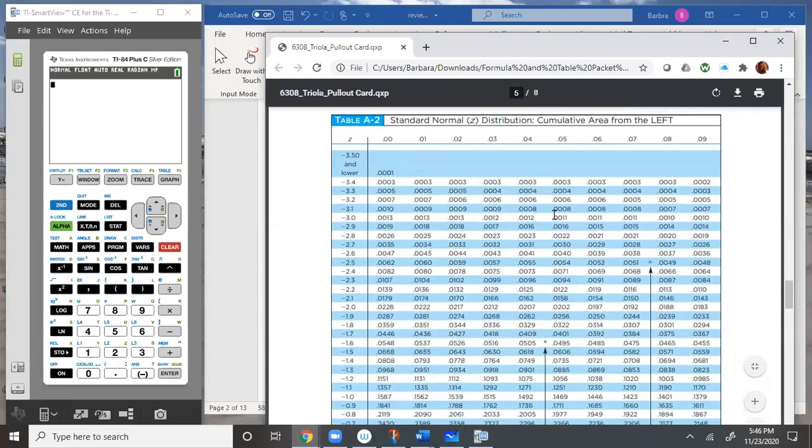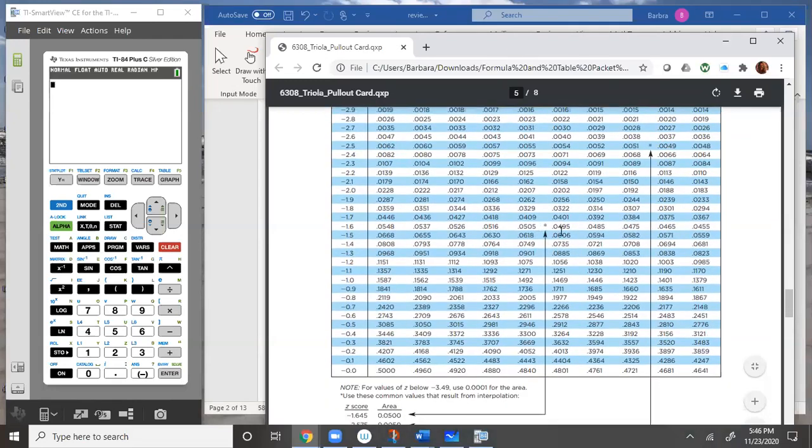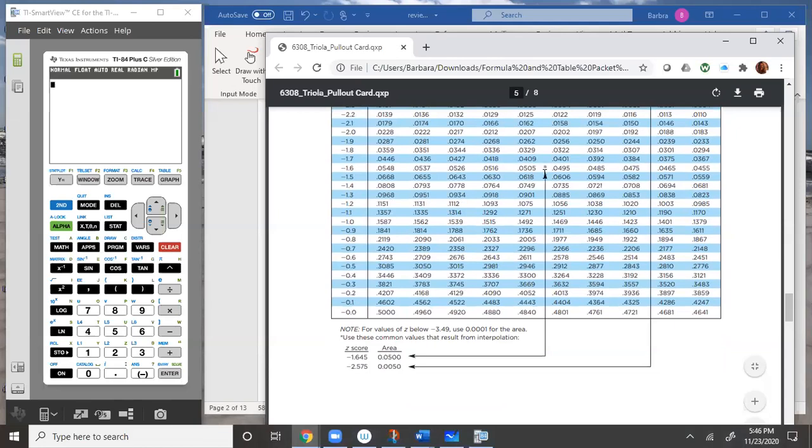And the area is 0.05. So the innards of this, and it's so common that it has an arrow. It's somewhere between this area of 0.0505 and this area of 0.0595. So we're looking for the Z score that's between these two.